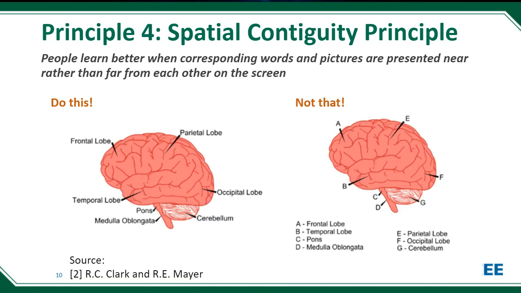Moving on to number 4, spatial contiguity principle. We know that people learn better when corresponding words and pictures are presented near rather than far away from each other on the screen. On the right-hand side, this is a typical diagram you will see in the printing media. But according to multimedia learning principles, we prefer you to arrange that just like the one you see on the left-hand side.